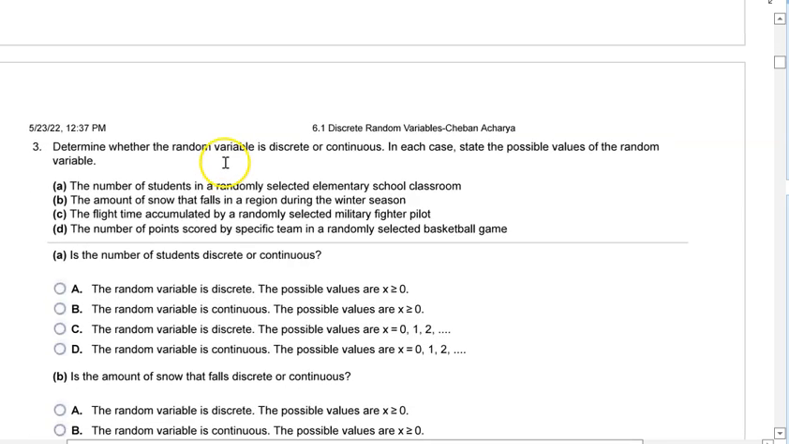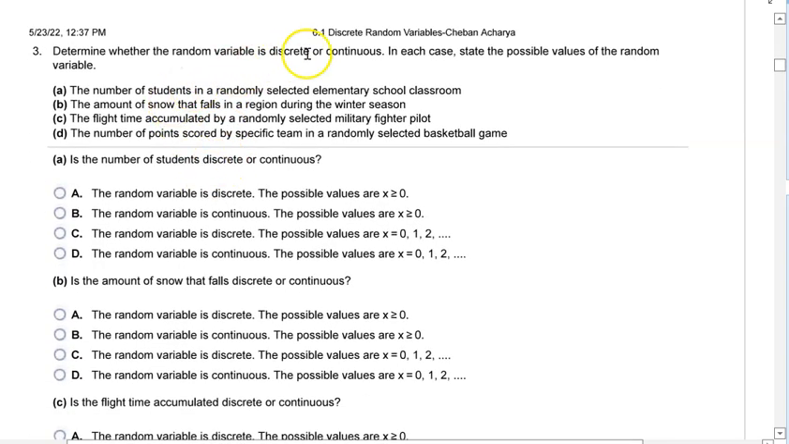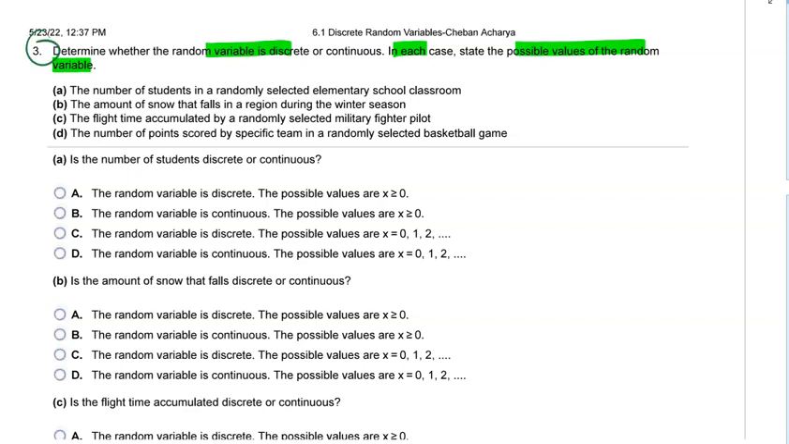Question number 3. Determine whether the random variable is discrete or continuous. The similar question here, discrete or continuous. In each case, state the possible value of the random variable. This is similar to previous question. Let's answer the question. Is the number of students discrete or continuous? Okay, what do you think? Number of students, of course, this is discrete. And what's the possible value? The possible value going to be 0, 1, 2, 3, 4, and so on.